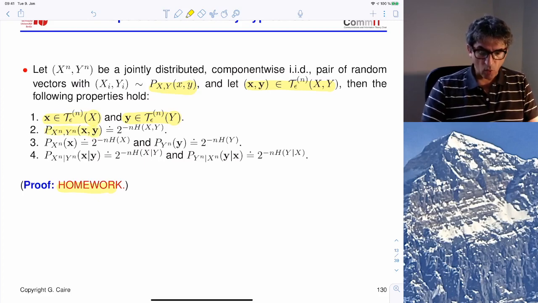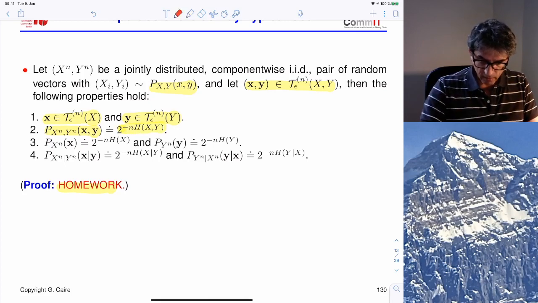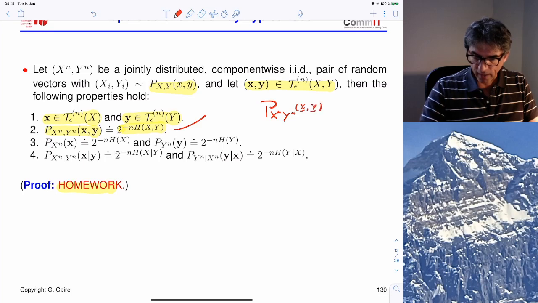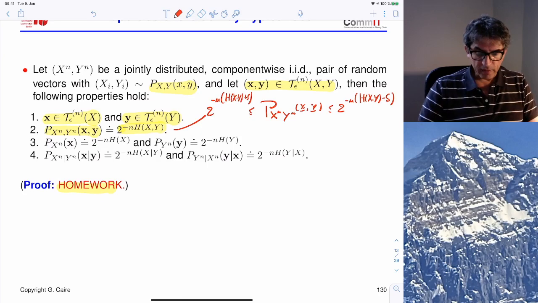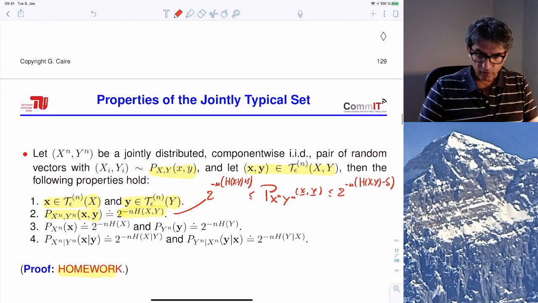the joint probability of x and y is exponentially equivalent to 2 to the minus n times the joint entropy, which means, in fact, that p x^n y^n of x y is in between 2 to the minus n times (joint entropy minus some delta of epsilon) and 2 to the minus n times (joint entropy plus some delta of epsilon). Okay, this is proven in the same way as before, directly from the definition of jointly typical set.